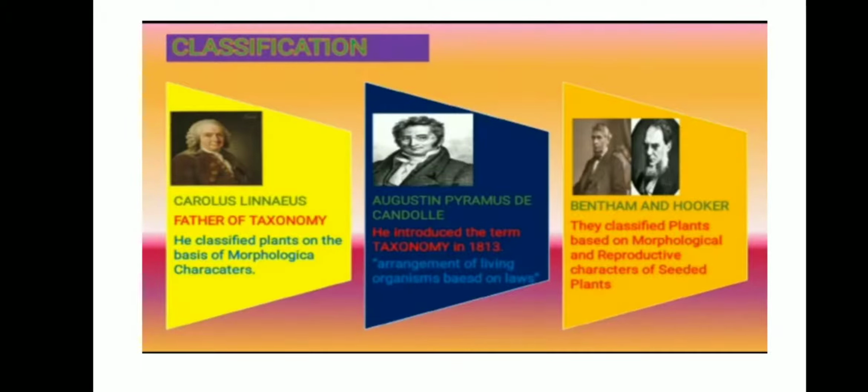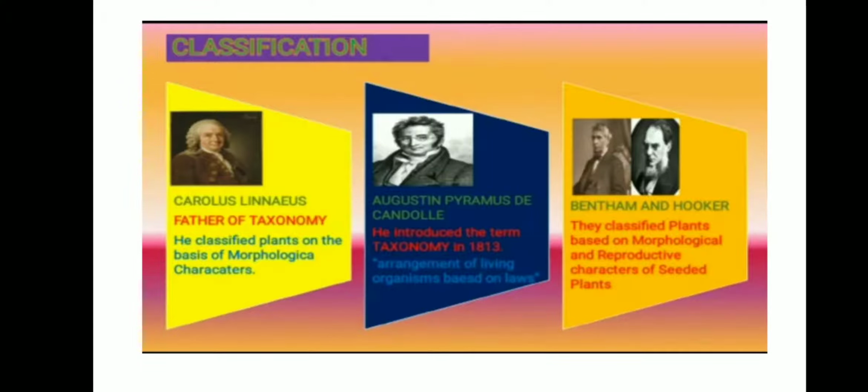That means the arrangement of living organisms based on laws. And next comes Bentham and Hooker. They introduced the natural system of classification. In the natural system of classification, plants are classified on the basis of several characters. Bentham and Hooker's classification is an example of the natural system of classification.